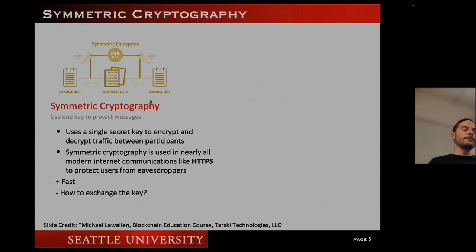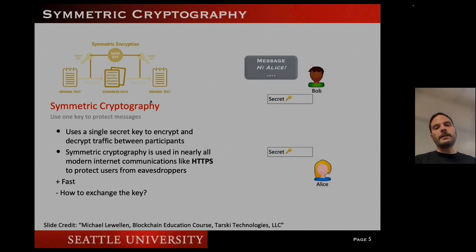And the reason why symmetric cryptography is used is that it is very fast, as opposed to asymmetric cryptography. But it has the issue of how to exchange the key. Because let's assume I access a web server. If we have the same key, great. Then we can encrypt and decrypt the traffic between us. But how do we get a shared key in a secure fashion?